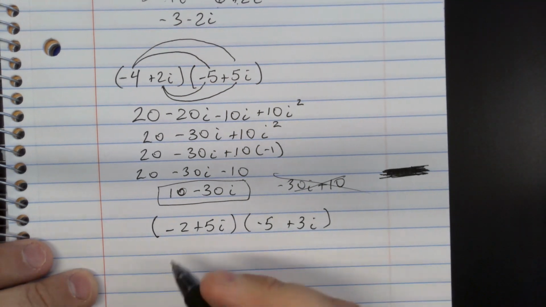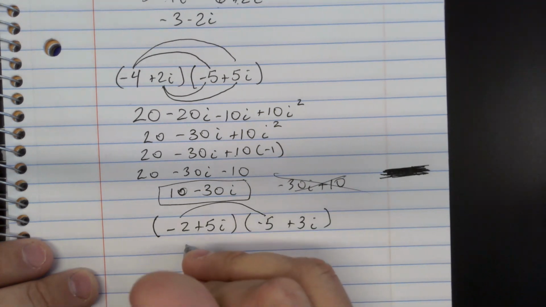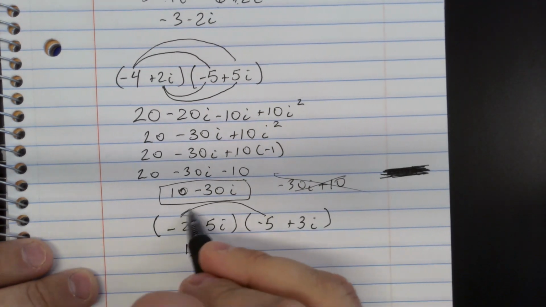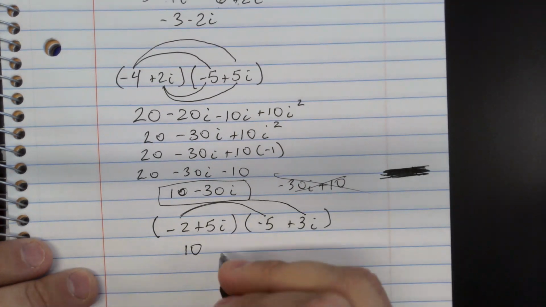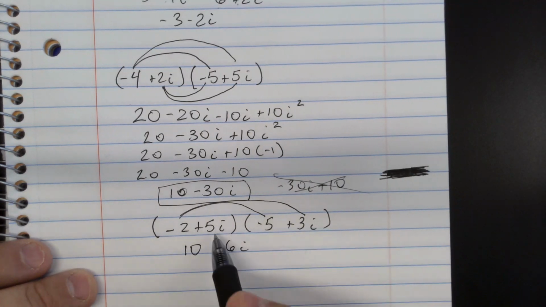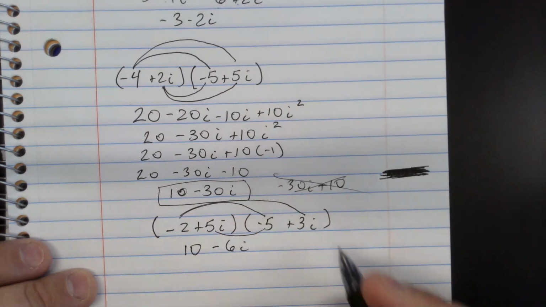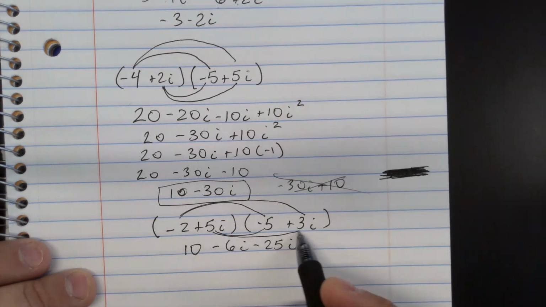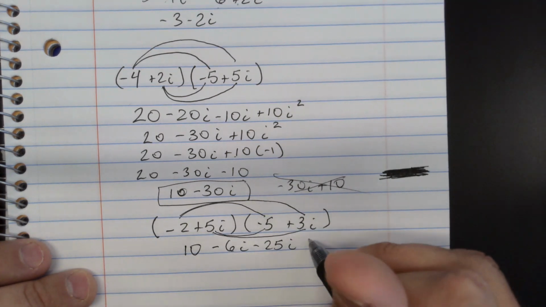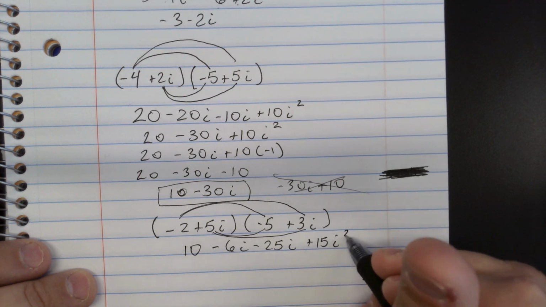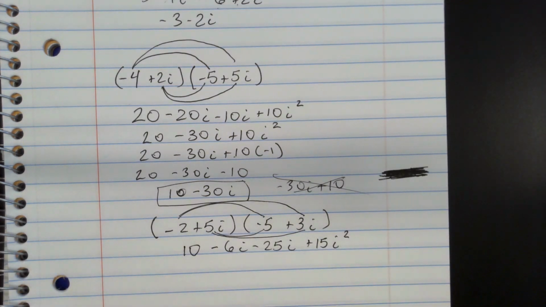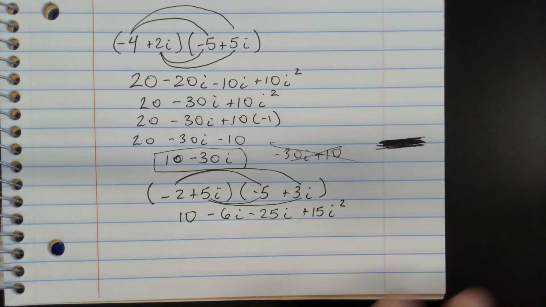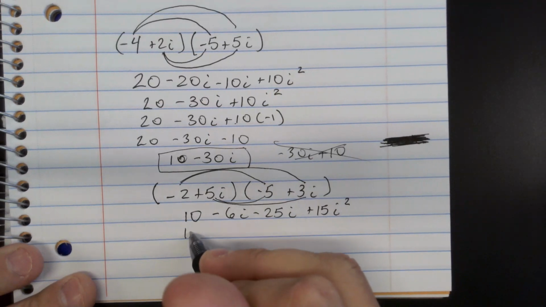First things first, negative 2 times a negative 5, which is a positive 10. Negative 2 times 3i is negative 6i. 5i times a negative 5 is negative 25i. 5i times 3i is positive 15i squared. Hopefully you all foiled right. That's something we've done now for a long time. Next up, I'm going to start simplifying this.